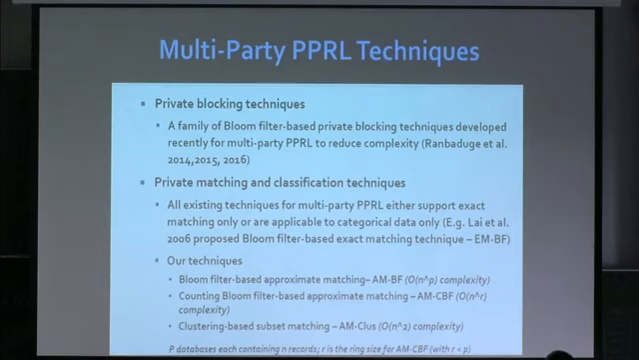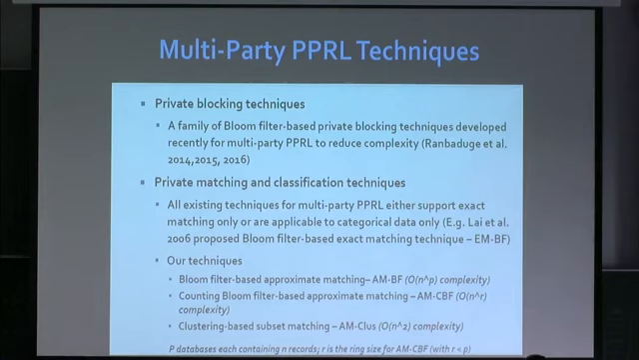A family of private blocking techniques has been developed by Ranbaduge et al. to reduce the comparison space for multi-party privacy preserving record linkage. When coming to private matching and classification techniques for multi-party privacy preserving record linkage, all the existing techniques either support exact matching only, or they are applicable to categorical data only. For example, the exact matching protocol developed by Lai et al.